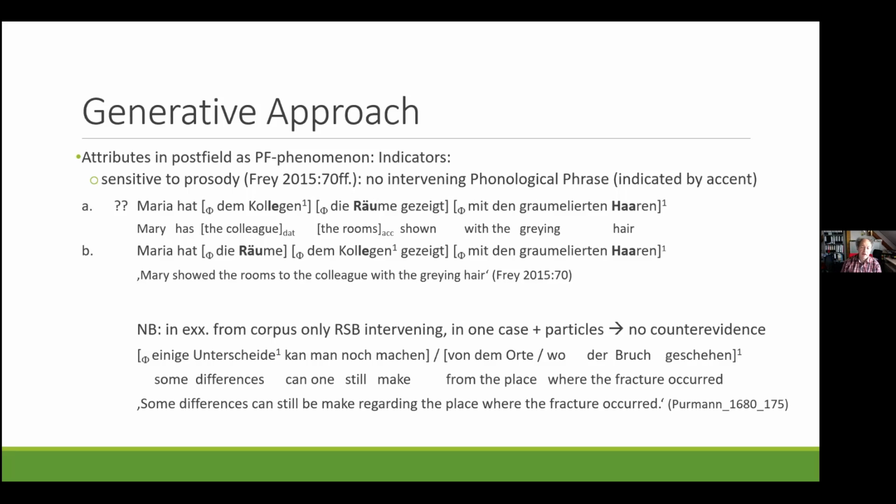And if we look at our corpus, at the 22 examples of attributive prepositional phrases, we indeed find no instance in which we have a phonological phrase intervening. It's mostly only material in the right sentence bracket, sometimes some particles, like in this example, einige Unterschiede kann man noch machen, von dem Orte, wo der Bruch geschehen. But it's quite clear that unstressed particles and stuff like man wouldn't form a phonological phrase on their own.